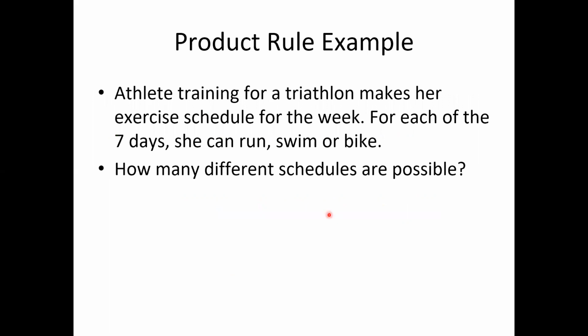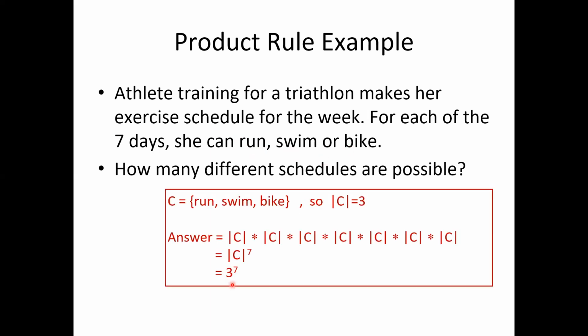So okay, you have a triathlon. An athlete is doing a triathlon, and she has 3 choices every day. And they're independent. So she could have a schedule where she just runs every 7 days, or she could have a schedule where she alternates between them. How many choices are there?